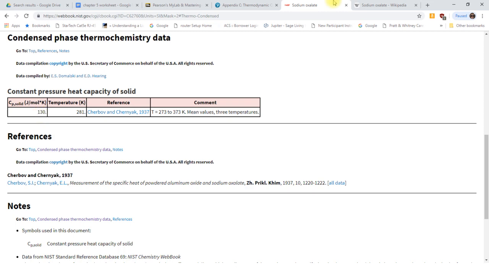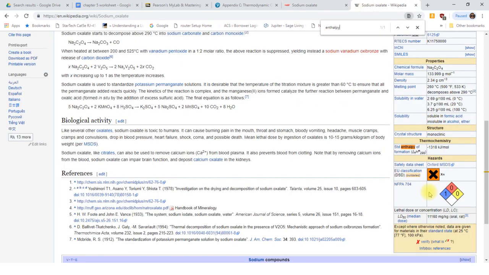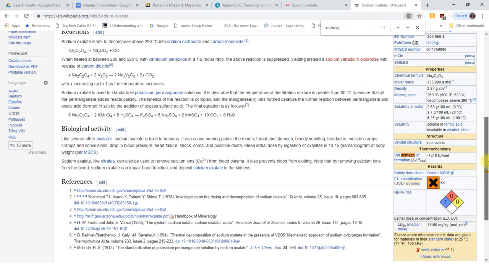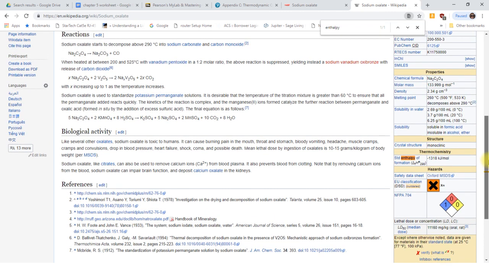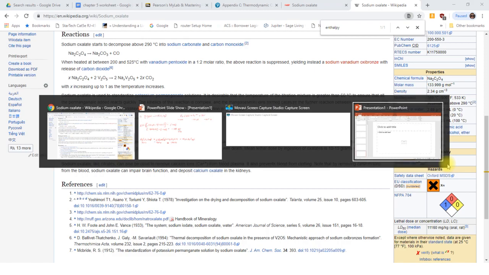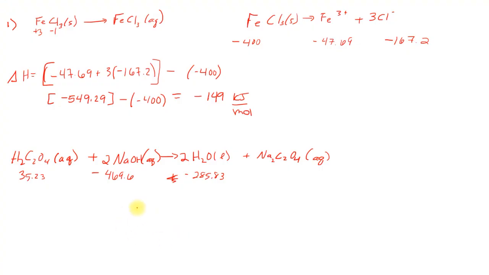Anyway, that's weird. So my secondary source is usually Wikipedia, which is very good for factual information, like physical properties. And you can just search for, all I searched for was sodium oxalate enthalpy. And here it is, negative 1,318. And as always, I'm going to cover my bases by citing, oops.